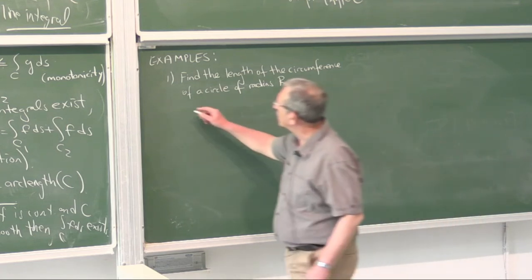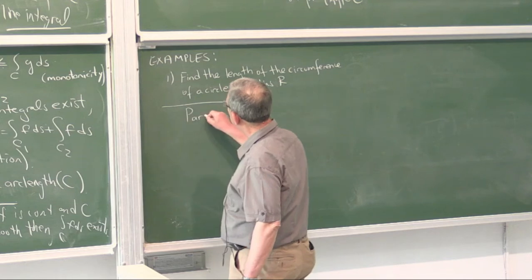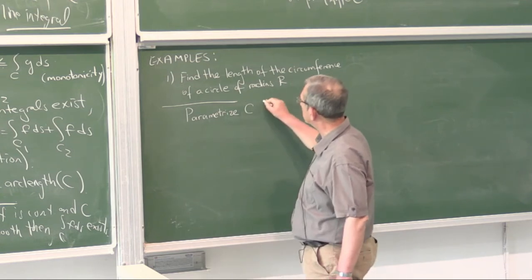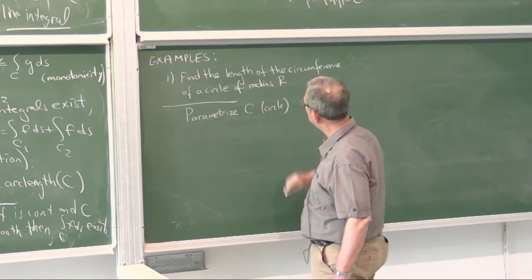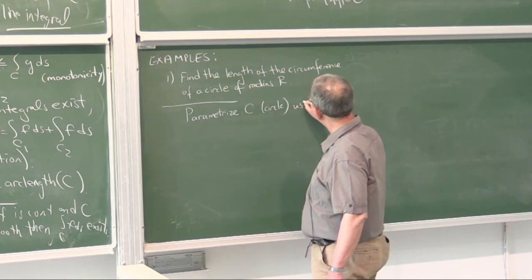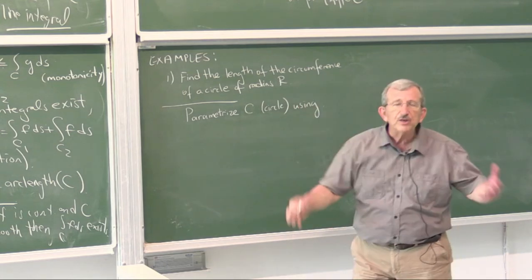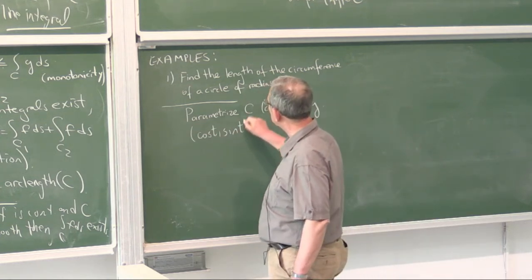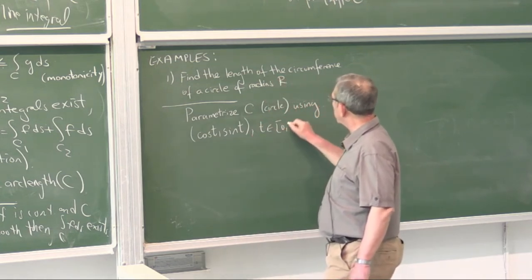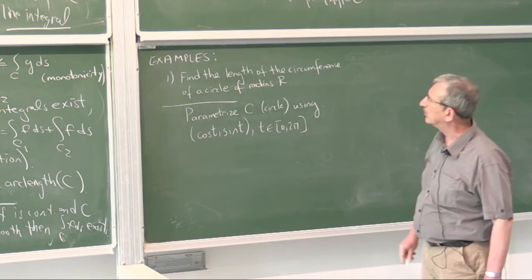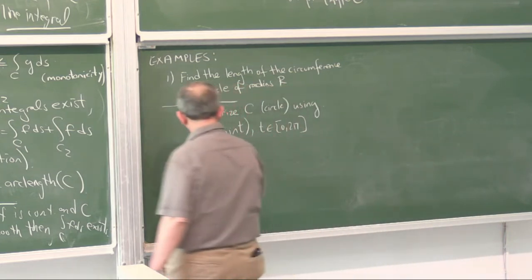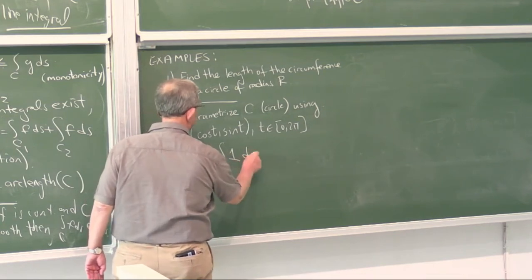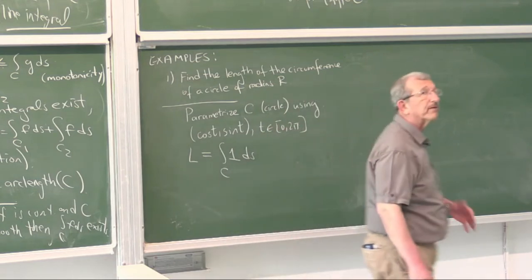So, parameterize C, that is the circle. There are many choices, but let us use the standard cosine t, sine t version, t from 0 to 2 pi. We already worked this out. But then the length becomes the integral over C of 1 ds. Well, that's the definition of length.